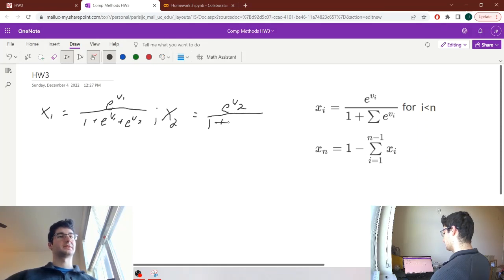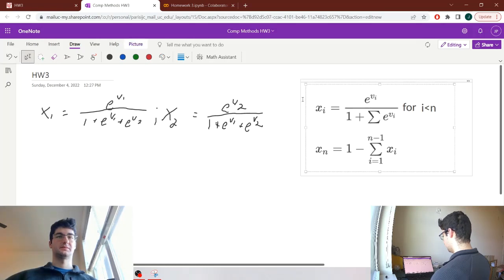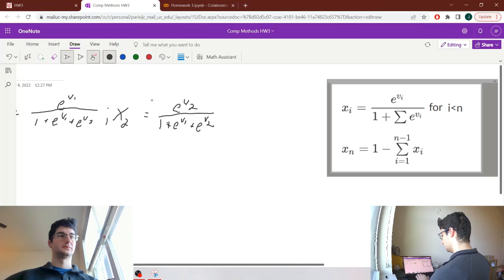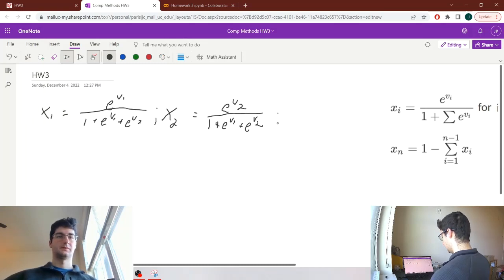So that'd be 1 plus e^v1 plus e^v2. And the third one, let me move this over a little bit. Now our third composition is simply 1 minus x1 minus x2. So that'll fulfill our last constraint of them all having to sum to 1.